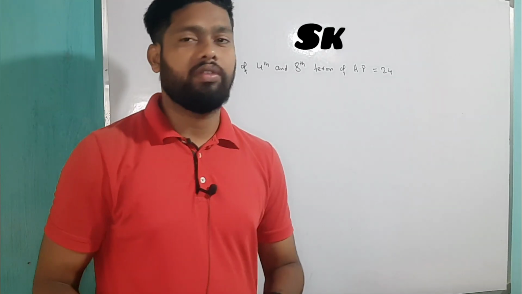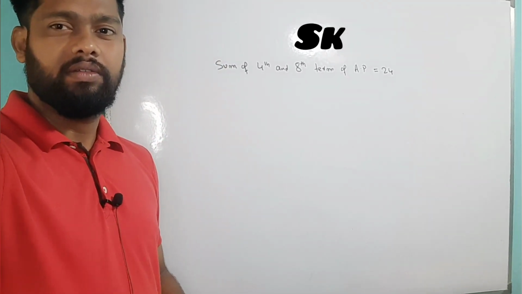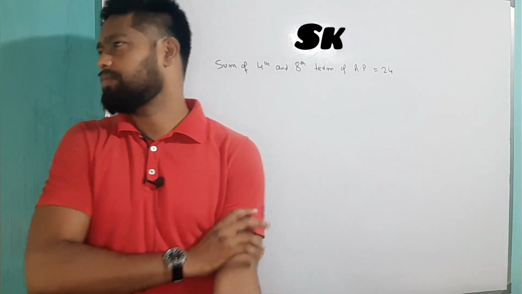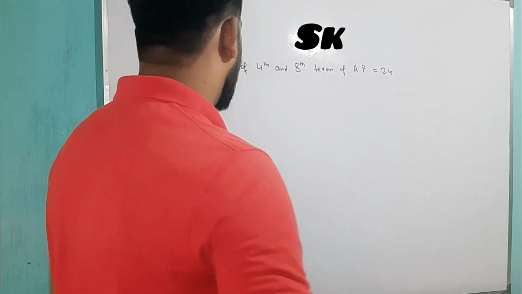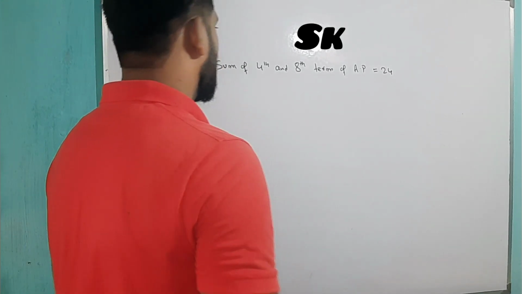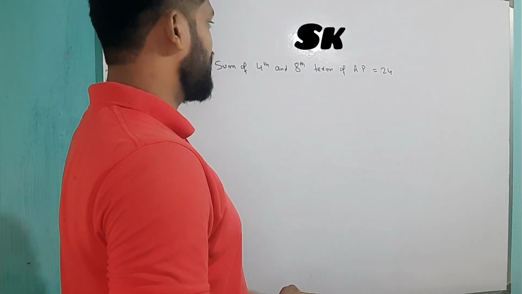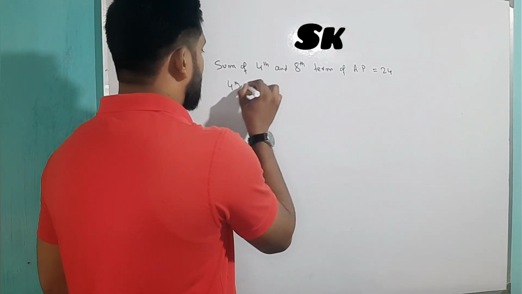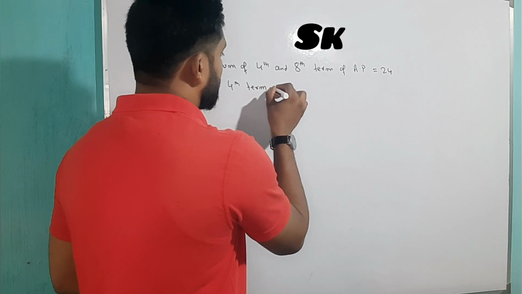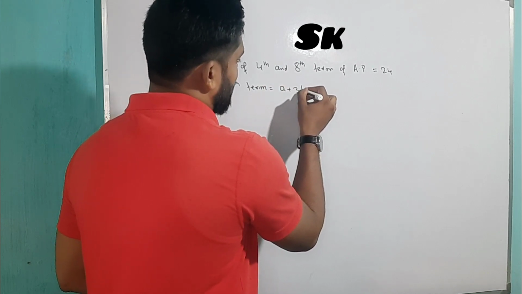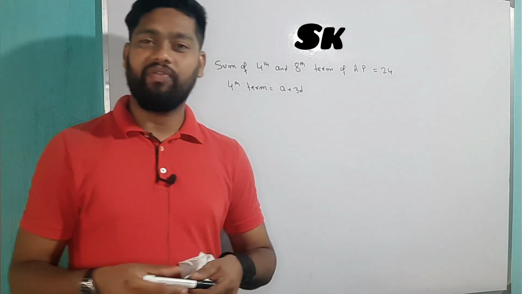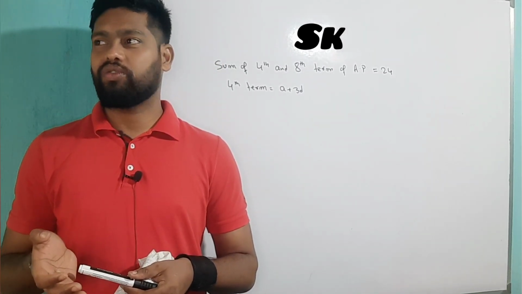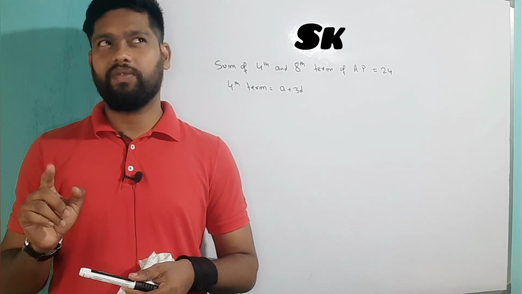Now, what does sum mean? Sum means addition. So we have to do addition. Addition of what? Fourth term. Sir has told me the fourth term means a plus 3d. Very right. Why? Because we don't have the first term, we don't have anything. So only I'm having n, there are 4. So n minus 1 means 4 minus 1, 3d.